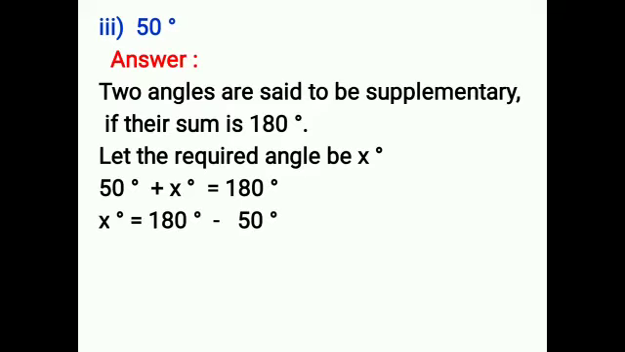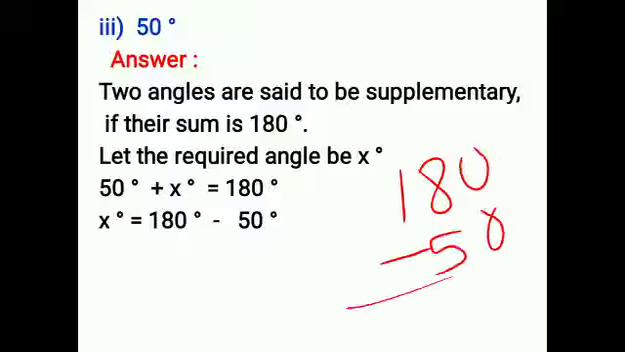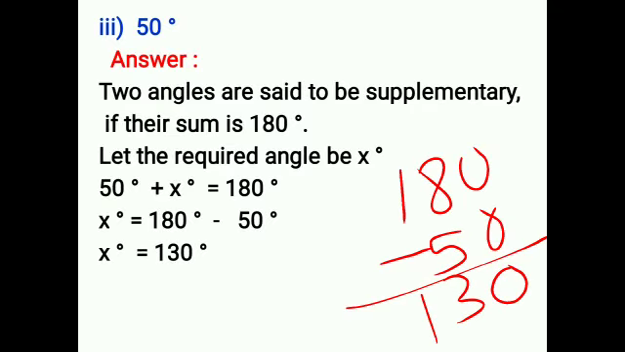In the left hand side the sign of 50 is a plus, so shift this 50 to the right hand side. So your sign is minus. So subtract 50 from 180. 0 minus 0, 0. 8 minus 5, answer is 3, and 1 is carry. So what is the answer here? x is equal to 130 degree. So this is the supplement of angle 50 degree. So this is the answer of question number 3.